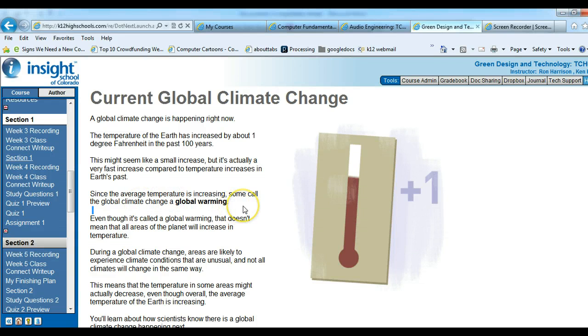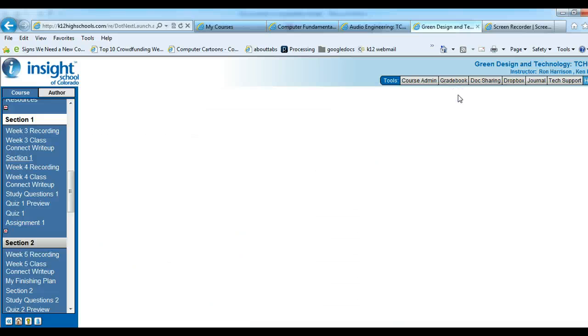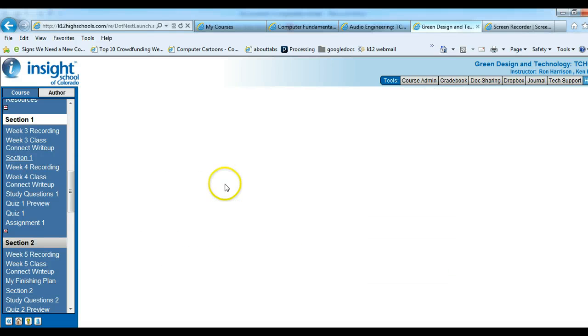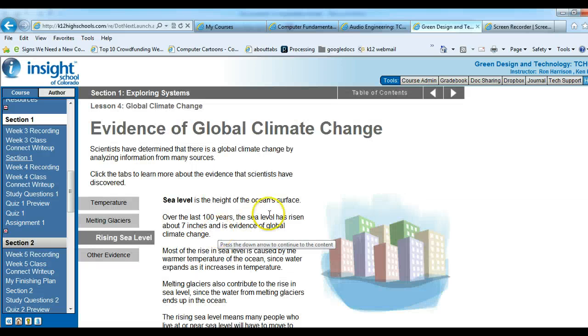So some are calling it global warming. Read down through here to learn a little bit more about what global warming is. And some evidence of global climate change. Obviously, we can see that the temperature has changed. Some glaciers are melting. Now, not all are melting, just some glaciers. Sea levels are rising. Obviously, if glaciers are melting, then there's more water flowing into creeks and rivers, ultimately into oceans, so that's going to raise the level of the oceans, right?